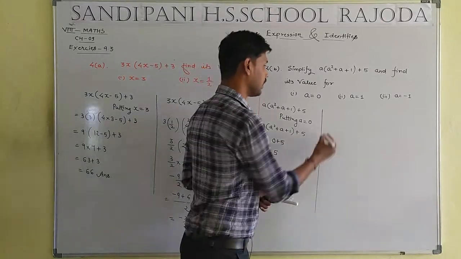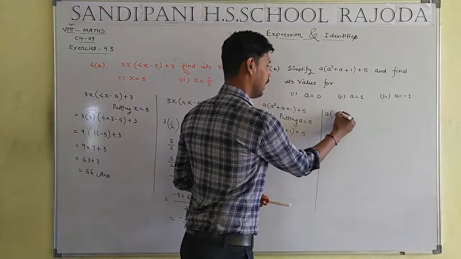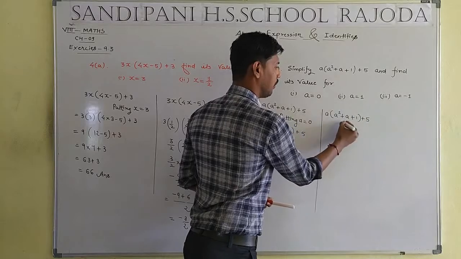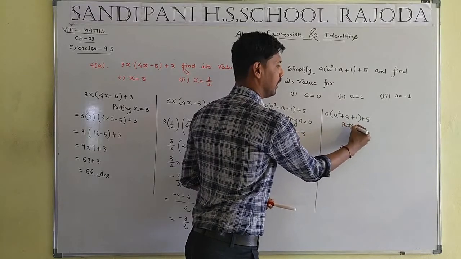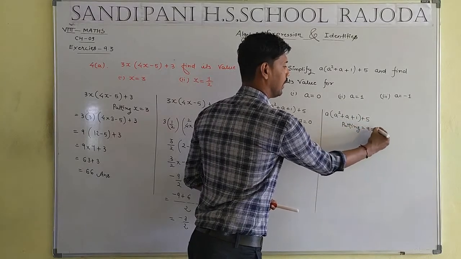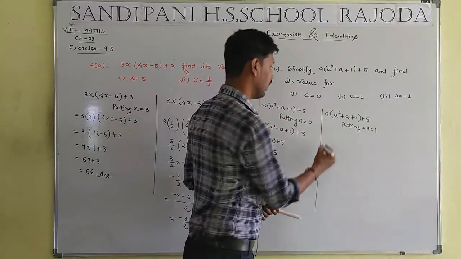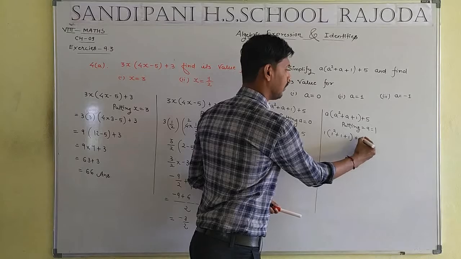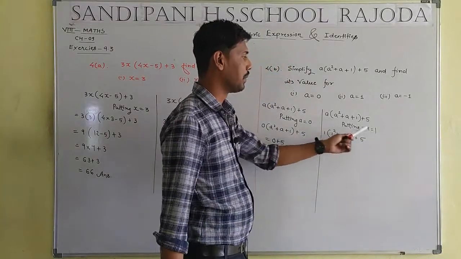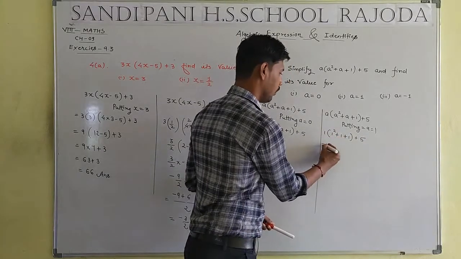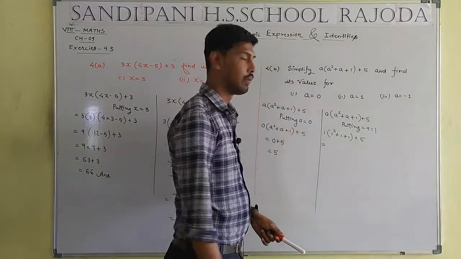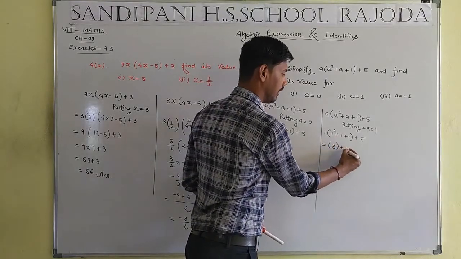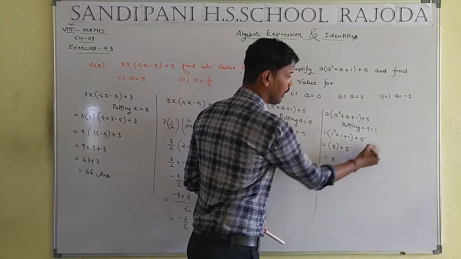Now we take the same polynomial a square plus a plus 1 plus 5, but now we are putting a will be equal of 1 such that student 1 into 1 square plus 1 plus 1 plus 5. Okay, a replaced by the 1. 1 into anything will be equal of anything. 1 plus 1 plus 1 will be equal of 3 and 3 plus 5 will be equal of 8.